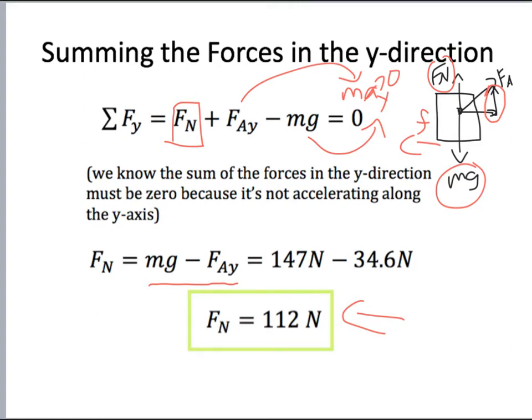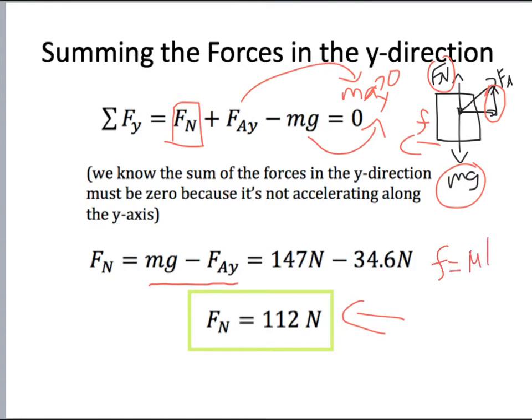So when you draw your coordinate system, you're generally going to line one axis up with the normal force and one axis with the friction. And so you'll do the sum of the forces in one direction and solve for the normal force. That's what we just did. The normal force lined up with the y direction, so we did the sum of the forces in the y direction and we solved for the normal force. That's step one.